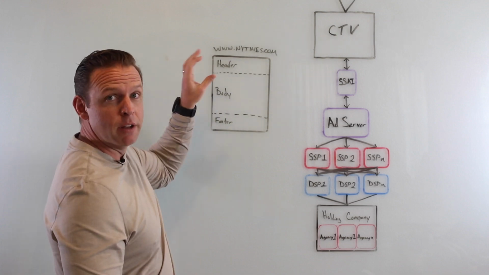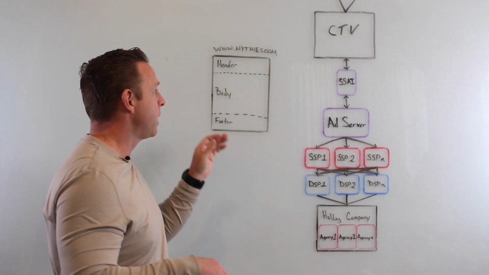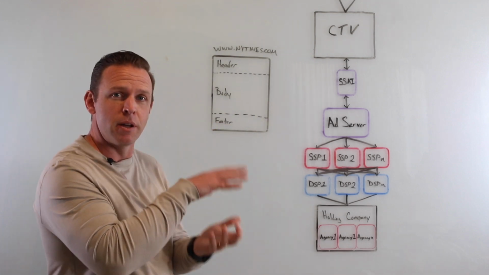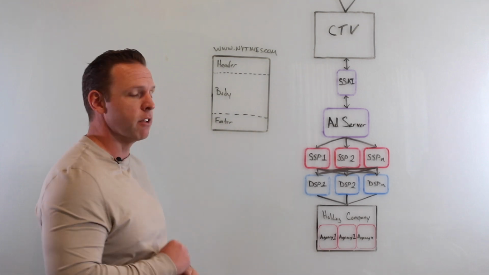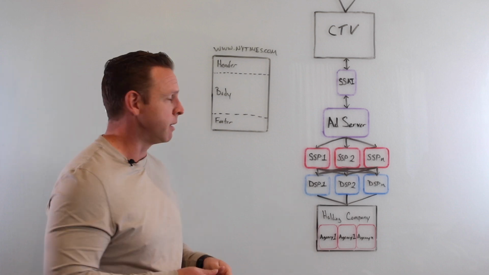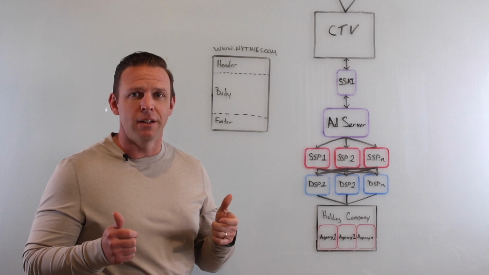What would happen in the first phase is the header would load all of the code that it needs to run the page. Then the body would show up and you would see everything that you need to see, read, watch, etc. And then the footer would load for anything that's unnecessary. In the header itself is where header bidding lived, right?